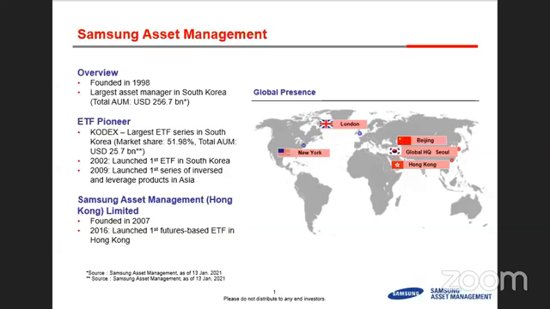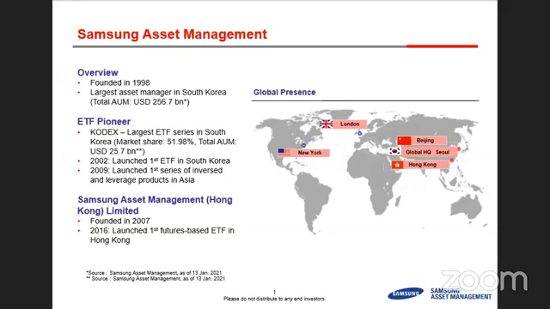We were also number one in various different categories and have been the first over the course of the past 20 years. For example, back in 2002, we were the first to launch an ETF in South Korea, an exchange traded fund tracking the KOSPI 200, which is the benchmark for South Korea. Then in 2009, we were also the first to launch leveraged and inverse products in the country. In fact, those inverse and leveraged products were also the first in Asia.